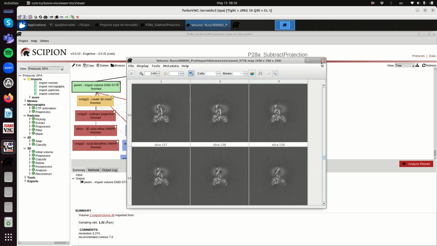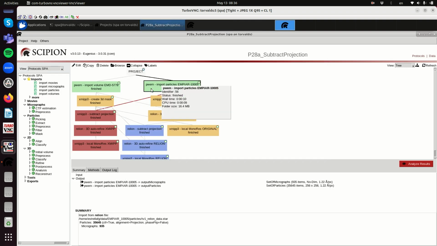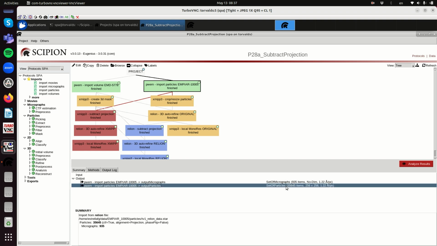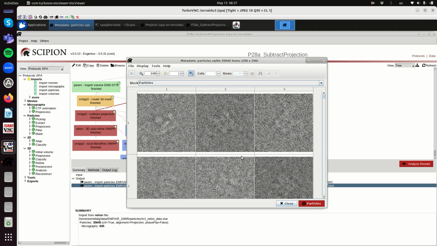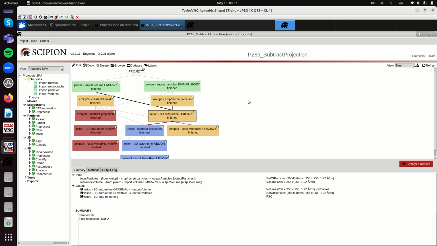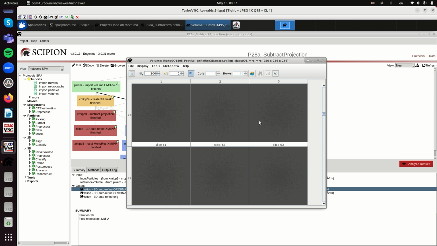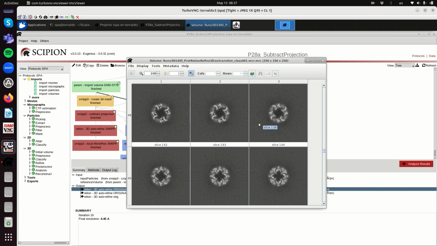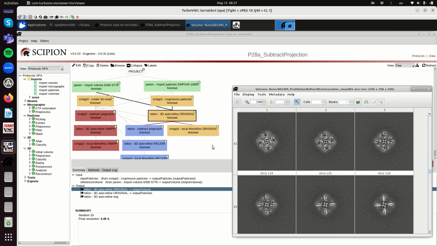We have these particles, let us take them. Okay, so we have these particles, and they are in EMPIAR 10005, and then we will make a first reconstruction just to make sure that everything goes fine. And yeah, so this is what we get, and let us keep it open here.